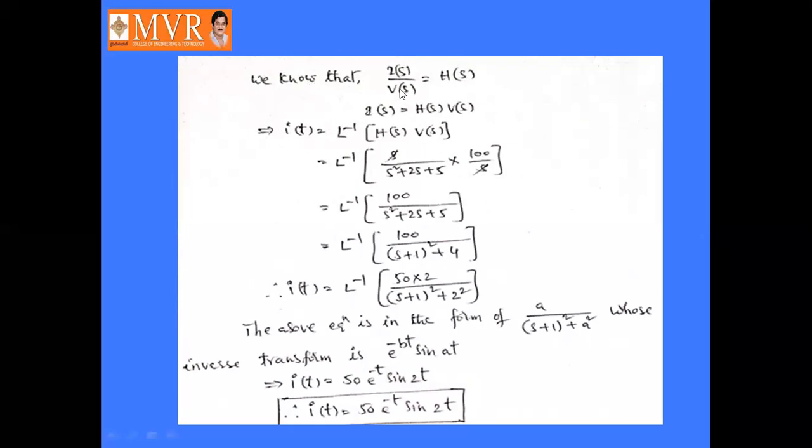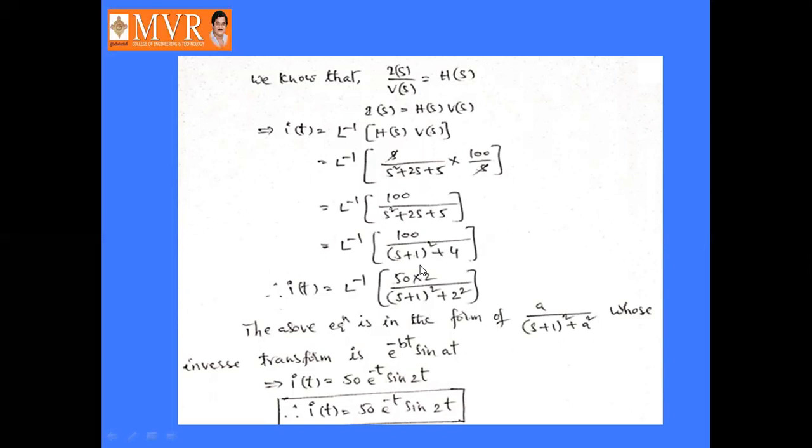From this expression, how to get i of t? i of t is nothing but the inverse Laplace transform of I of s, that is inverse Laplace transform of H of s into V of s. The H of s value is s by s square plus 2s plus 5, and V of s value is 100 by s. So s and s get cancelled, and it will become inverse Laplace transform of 100 by s square plus 2s plus 5.